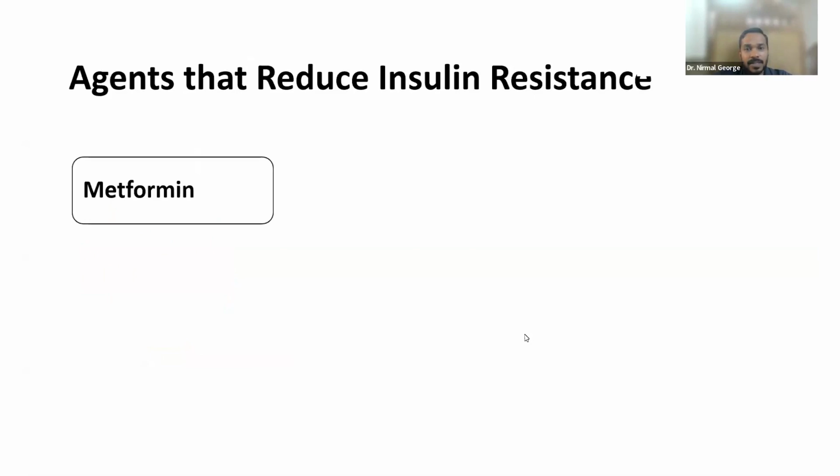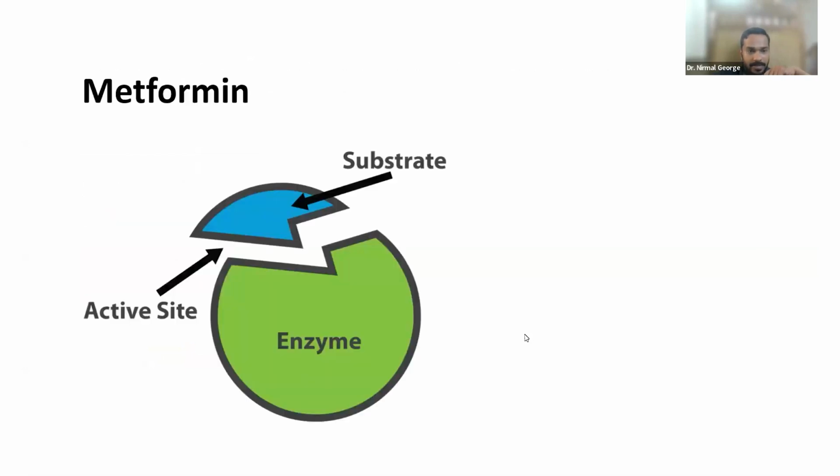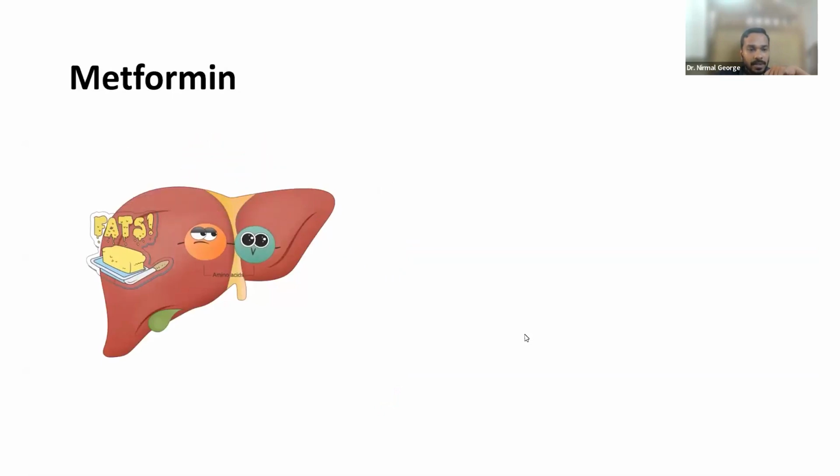So the second group of agents are the agents that reduce insulin resistance. These include 2 agents, metformin and pioglitazone. Metformin is the first line agent for the treatment of diabetes mellitus. Metformin acts by activating an enzyme called AMP kinase. The liver usually produces glucose from fats and amino acids, and this is known as gluconeogenesis. This AMP kinase enzyme will inhibit gluconeogenesis, thereby reducing the glucose production from the liver.